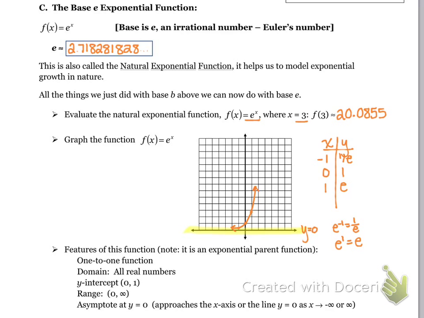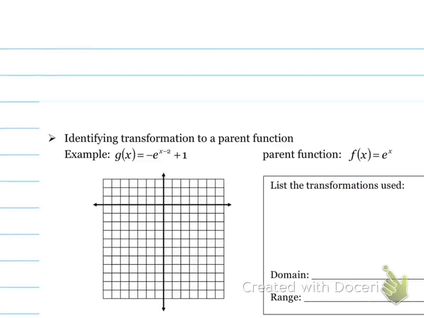And again, something to note, or features to note, for this parent function is that it's a one-to-one function. The domain is all real numbers. We have a y-intercept of (0, 1), a range of 0 to infinity, and our asymptote at y equals 0, all like our previous parent functions.